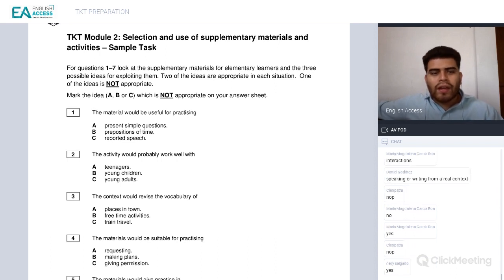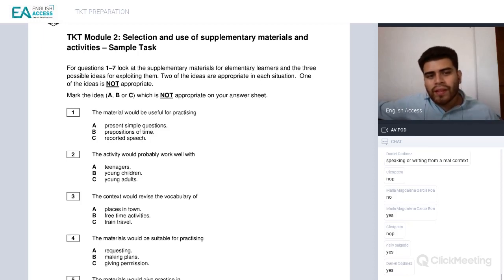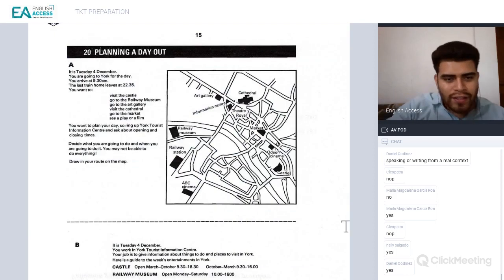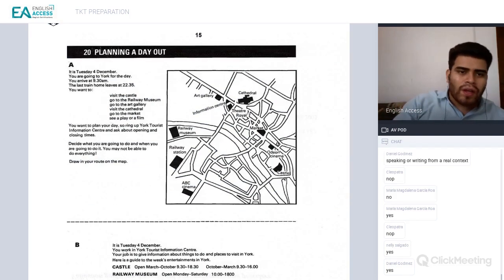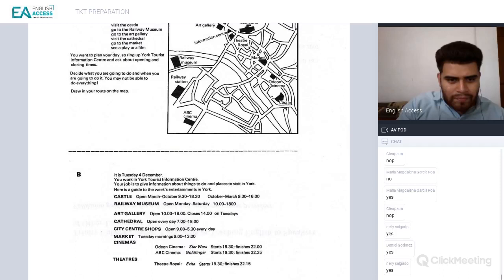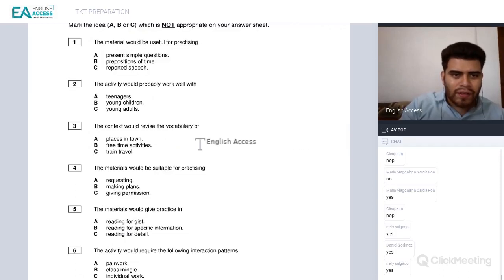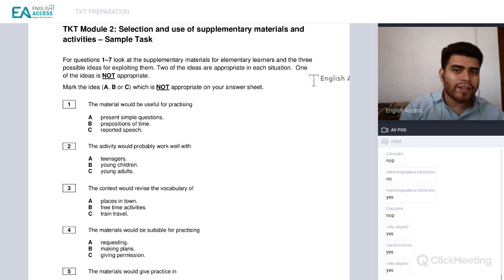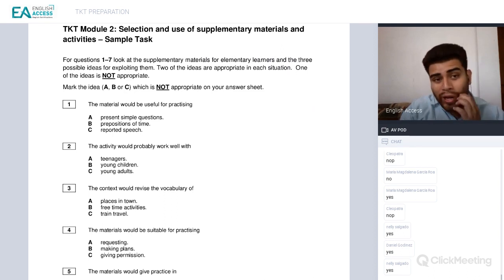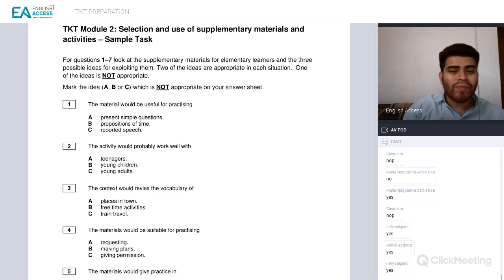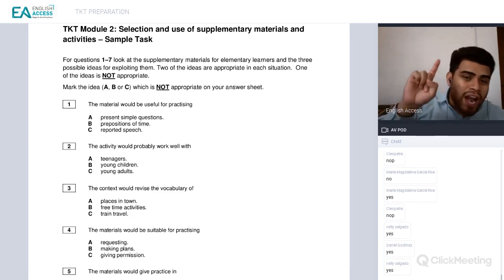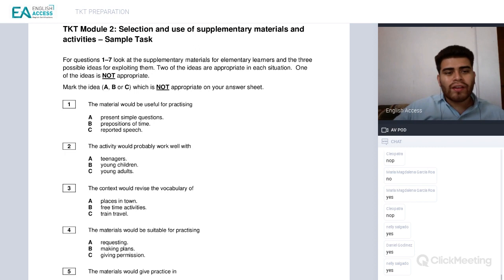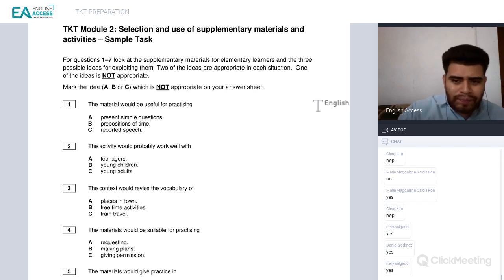Yes? Okay. Now, in order for us to complete this sample task, we need to look at this activity over here. Let me explain it. For questions 1 to 7, look at the supplementary materials for elementary learners and the 3 possible ideas for exploiting them. 2 of the ideas are appropriate in each situation. 1 idea is not appropriate. Mark the idea which is not appropriate on your answer sheet.